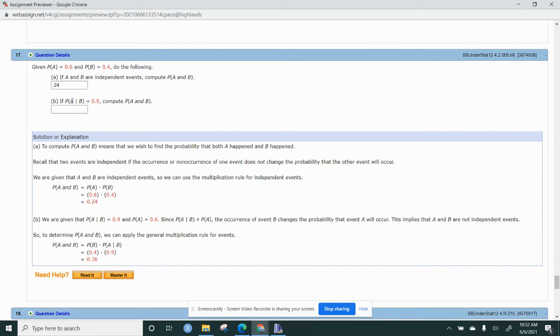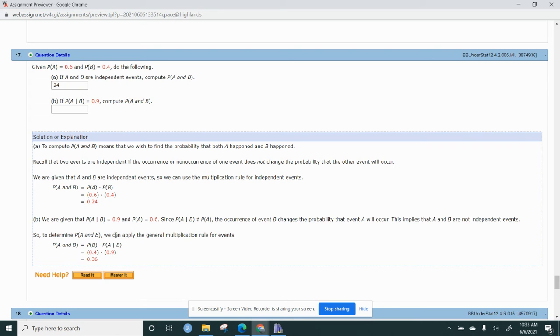It says if the probability of A given B equals 0.9, compute the probability of A and B. This is where you want to make sure you have your notes. Remember, I give you 2 pages of notes. This is where you want to have these formulas written down.